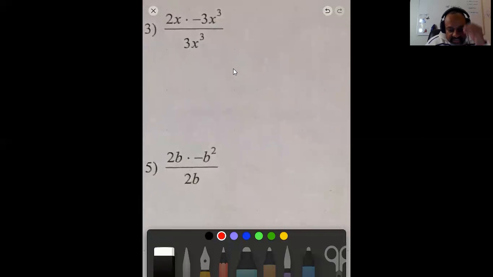So number 3 is 2x times a negative 3x to the third power divided by 3x to the third power. We've got a multiplication up top, so we're going to be multiplying exponents up top, and then we're dividing. Or we could do the division first, and then the multiplication. It doesn't matter. PEMDAS tells us that multiplication and division are the same level, and addition and subtraction are the same level. So since we have multiplication and a division, it doesn't matter which one we do first.